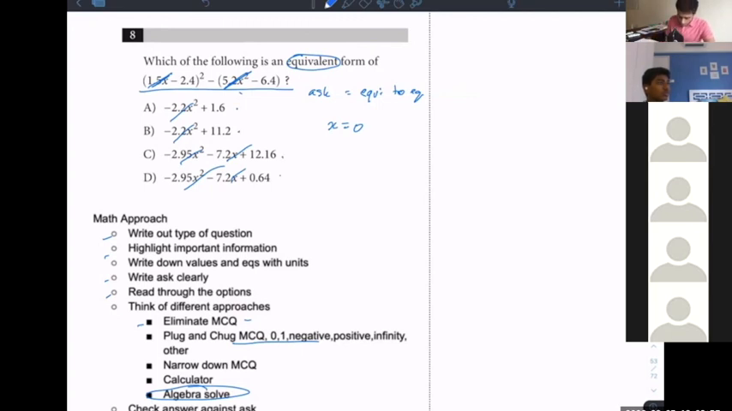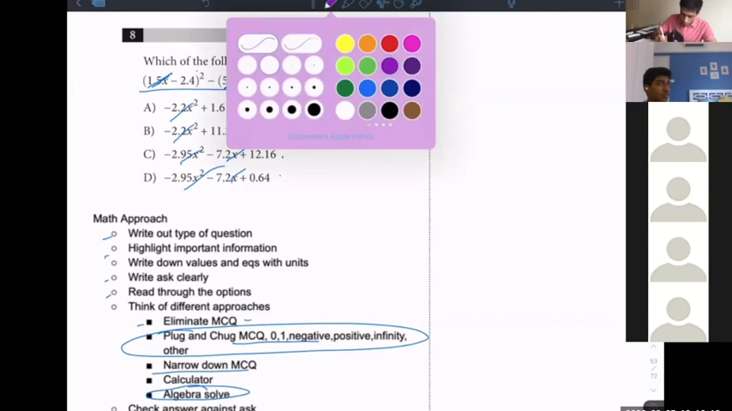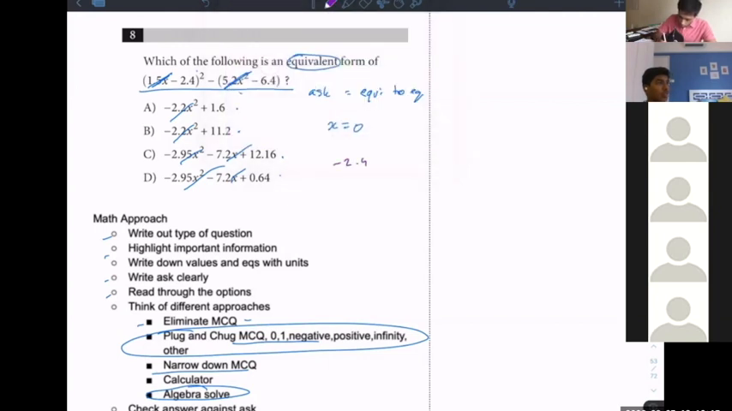Okay, so please, this stuff really works, guys. You have to use the steps. So plug in 0, and then look how easy this problem becomes, right? Then you can narrow down MCQ, so I will come back to that. You could also use a calculator to figure out these two problems. So essentially, this problem becomes, what is negative 2.4 squared minus 6.4? That's essentially what this problem has become for us, okay?